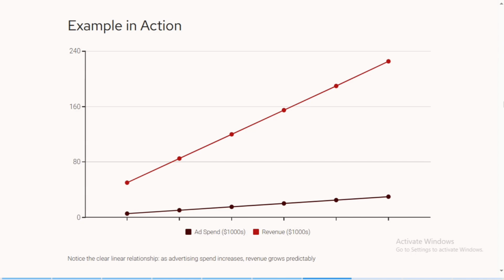Now, notice these individual dots scattered across the graph. Each dot represents one real data point from the real world. For example, one student studied 4 hours and scored 60 marks. Another student studied 6 hours and scored 75 marks.